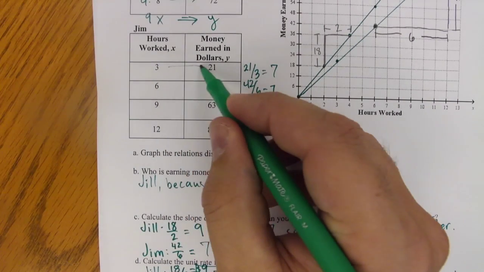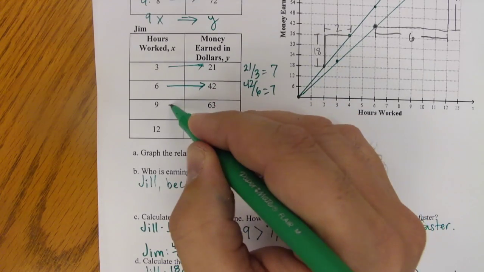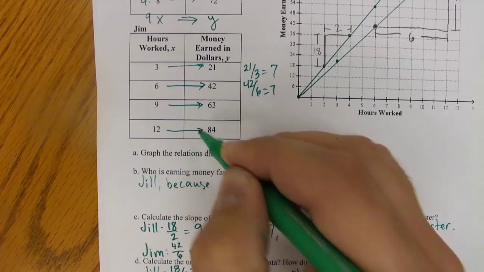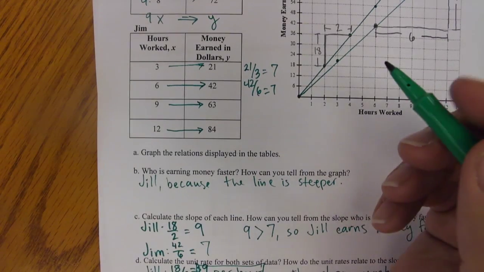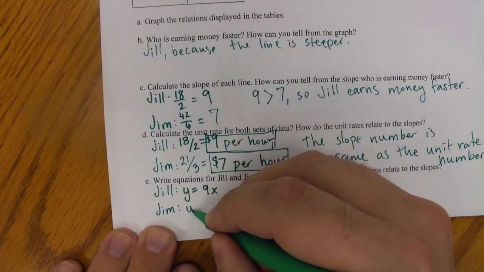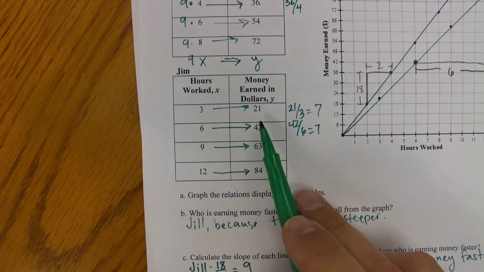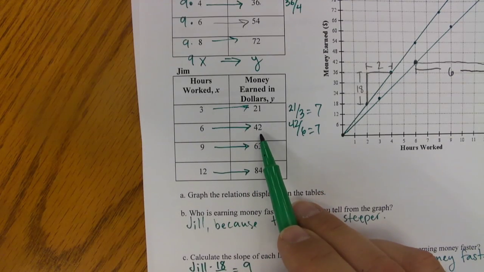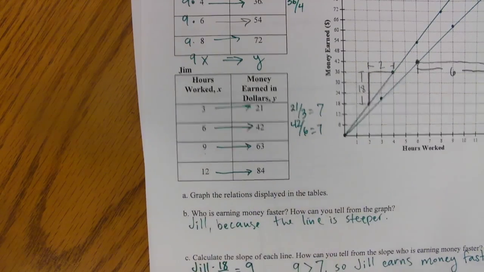How do we get from 3 to 21? Do the same thing to get from 6 to 42. Get from 9 to 63. Get from 12 to 84. y equals 7x. Okay, y equals 7x. That means take x, multiply it by 7, and give you a y. 3 times 7 is 21. That worked. 6 times 7 is 42, that worked again. 9 times 7 is 63, and 12 times 7 is 84.